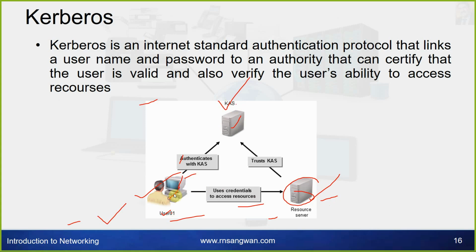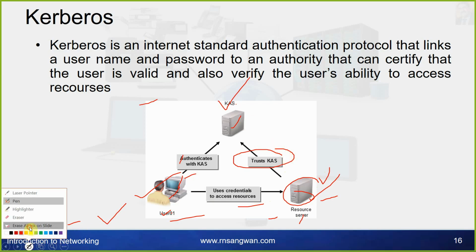So once this user is authenticated, this server would know that so-and-so user is trying to reach out, and it trusts the KAS. I mean, it takes the details from the KAS on whether I can trust this user or not. So you can say it is a central authentication mechanism.